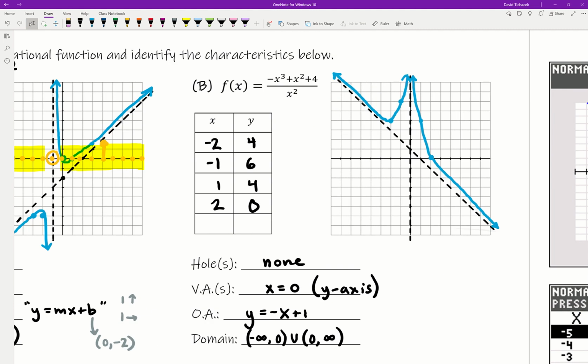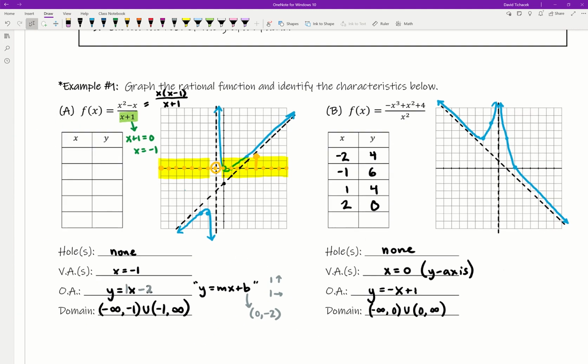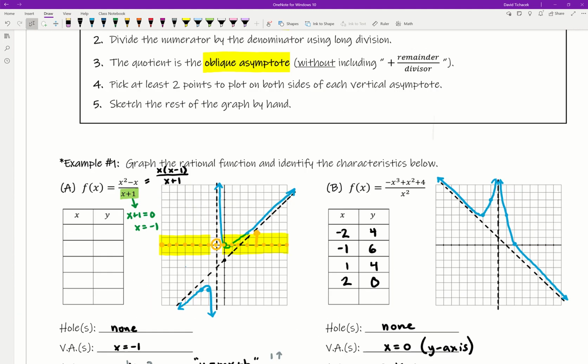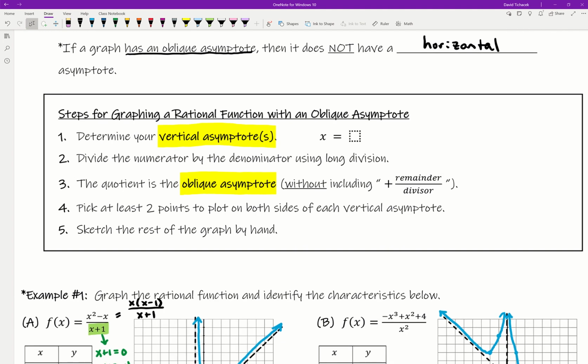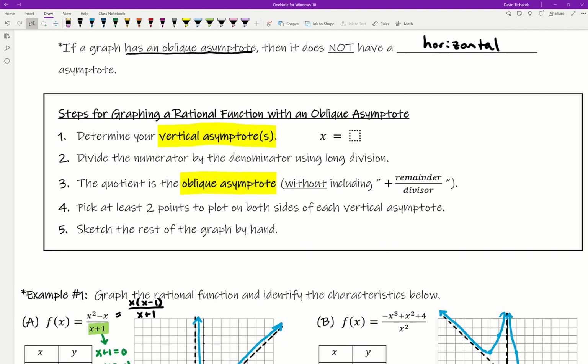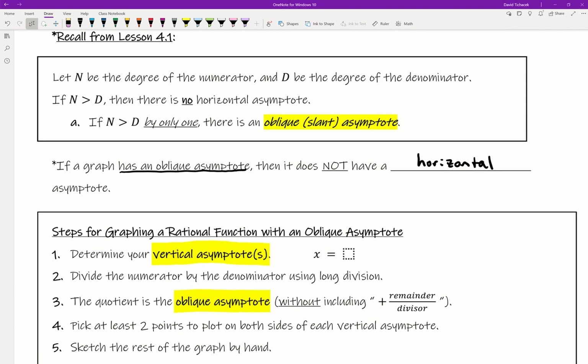So that's all I have for this video. Again, just talking a little bit about oblique asymptotes, recalling a little bit of long division here. That's going to be really important. Really make sure that you stick with these steps in this order so that you can do these problems correctly. And then also remember, if you ever have an example that has an oblique asymptote, it's automatically never going to have a horizontal asymptote.